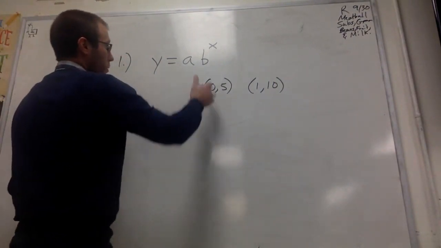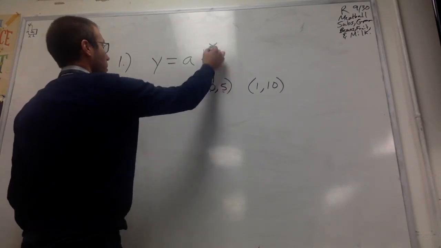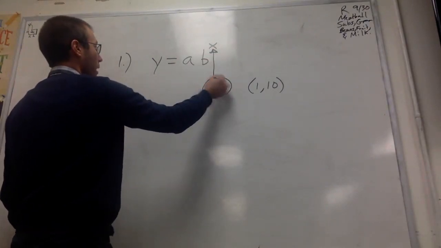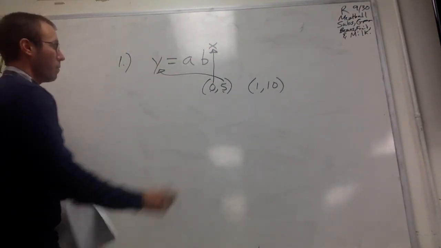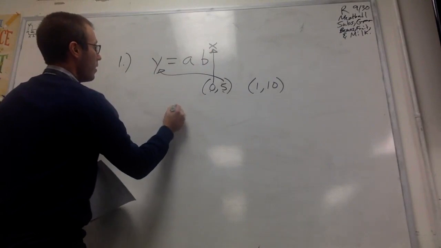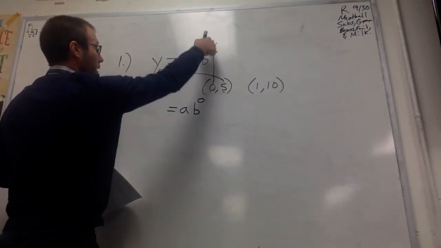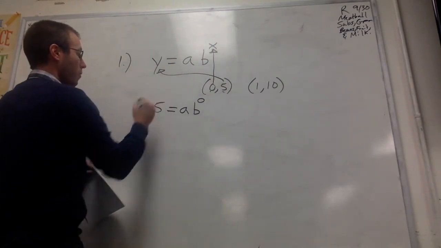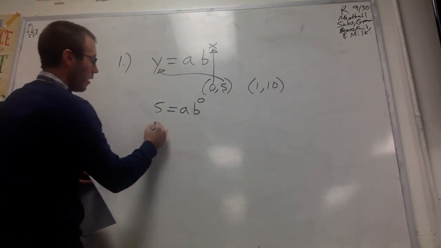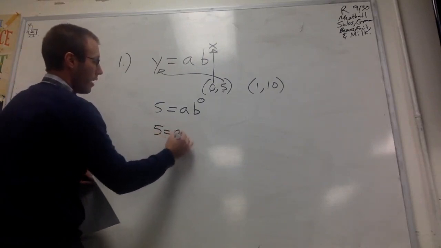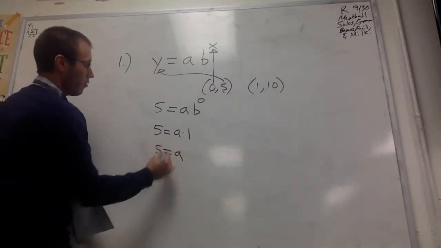So what we do is we replace, this is my x coordinate, this is my y, so I take what x is and I throw that in, and what y is and I put that in there as well. I'm trying to figure out what a and b are. So when I plug in 0 for x, I get a times b to the power of 0, equals 5. Well, b to the power of 0 is 1, so we get 5 equals a times 1. So therefore, a is just 5.